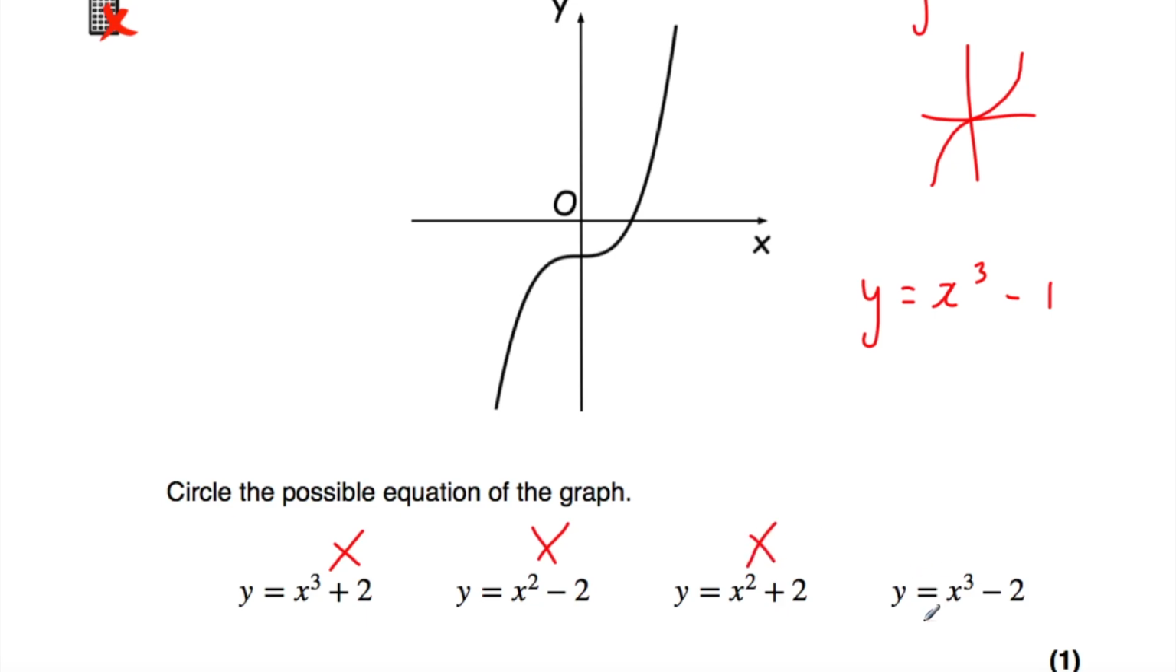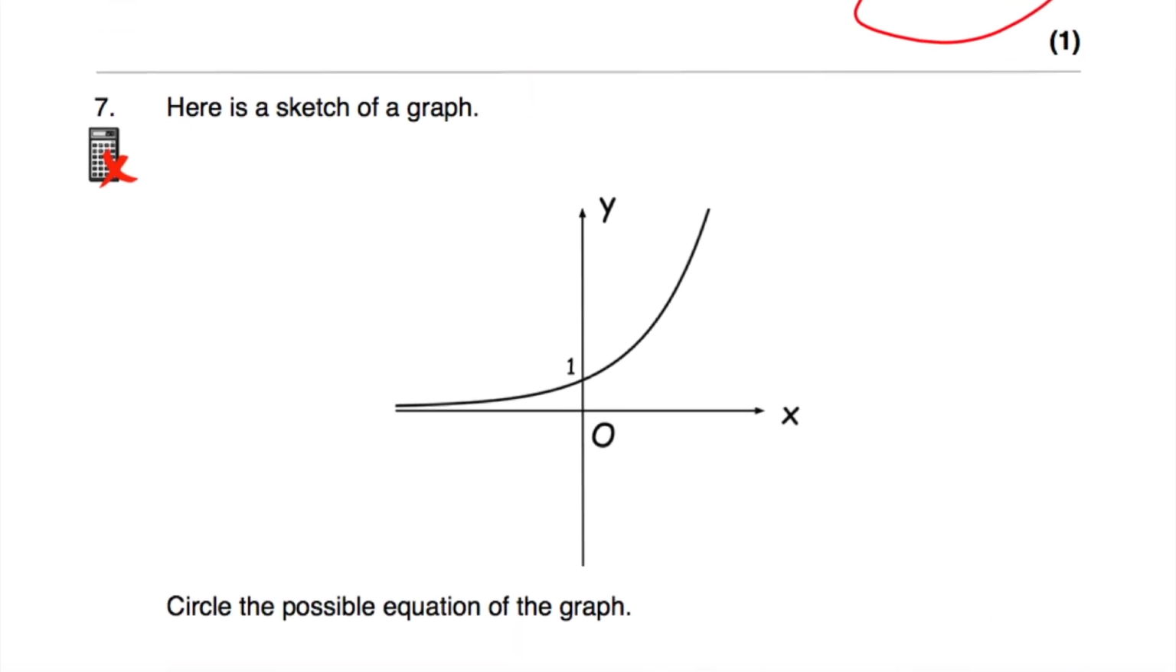And finally, y equals x cubed take away 2, so that's going to be the x cubed graph, but then subtract 2 means move down 2 squares, so it would be this one here. So that's the correct option there. So our guess of y equals x cubed take away 1 was close, it was actually take away 2. Okay, let's have a look at our next question, question number 7.